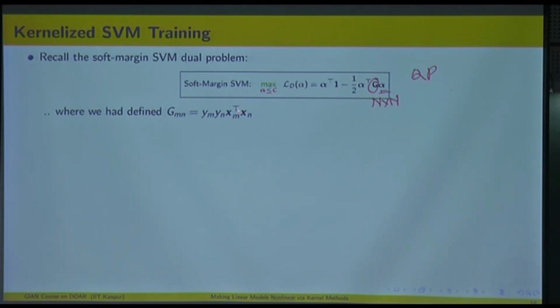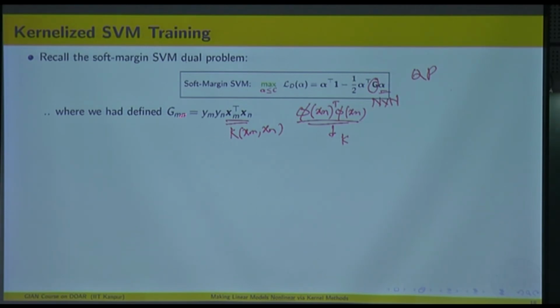So I can simply take this xn transpose xm and replace it. Suppose I have some good kernel, let's say the RBF kernel. I can simply assume that the data was being mapped into that representation, and then replace this quantity by k of xm comma xn, and that will immediately make my linear SVM into a nonlinear SVM. So that's all that is required. It's just one line of change.